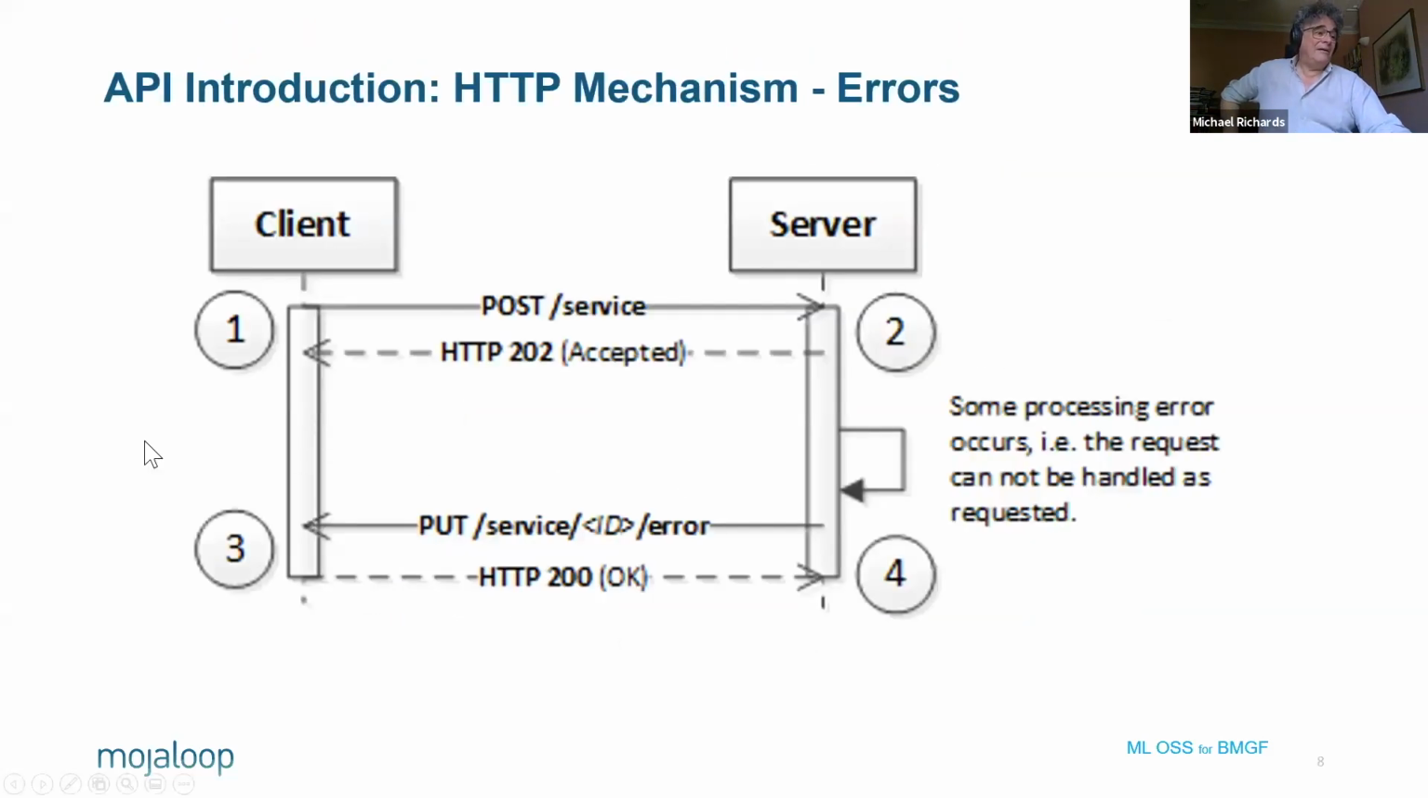And here are the errors. Now, as you can see, if I send something to the server and a processing error occurs, then I get a response, but it has a /error on the end of it. And that means it will get sent to a different endpoint in your system. So you'll be able to manage errors separately from standard success responses.